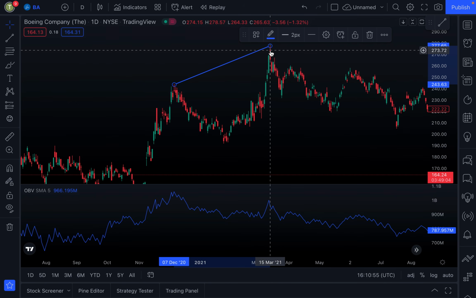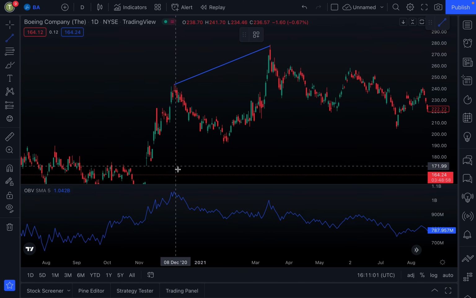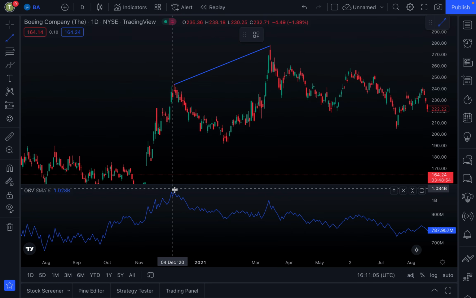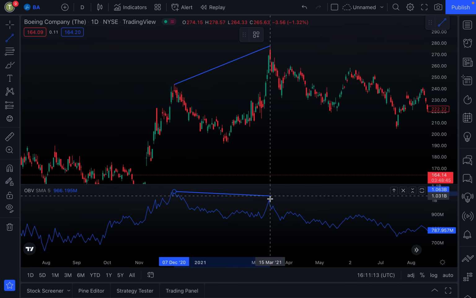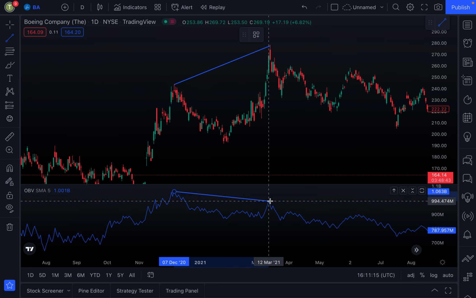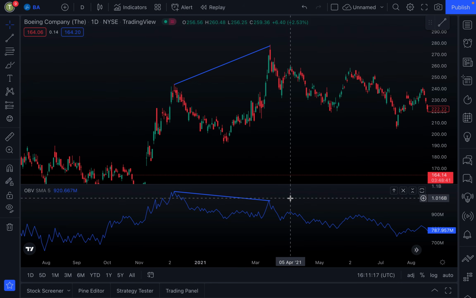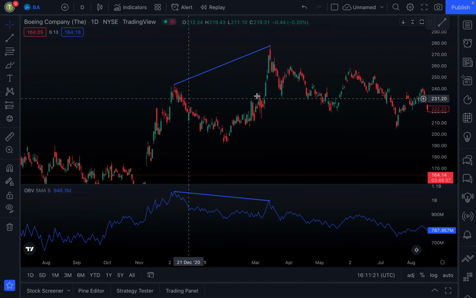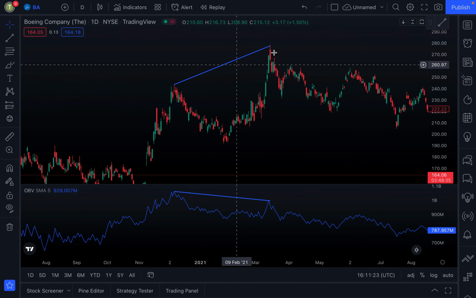Now let's take a look at what happened at the exact same time for the OBV. So if I go back and I draw another line and I start exactly where I started up here down here for the OBV, so on December 7th, right? And I connect this point exactly where we connected the second point on the price, which was right here. Again, what do we see here? Right? We see that again, the actual price here made a higher high. The line is sloping upwards.